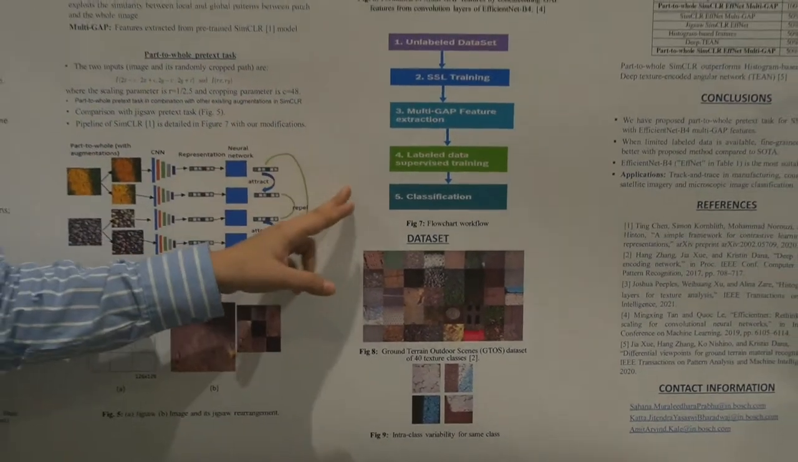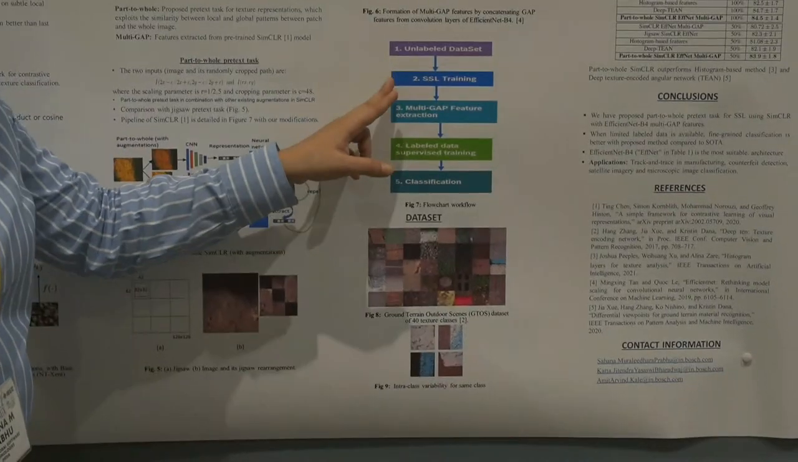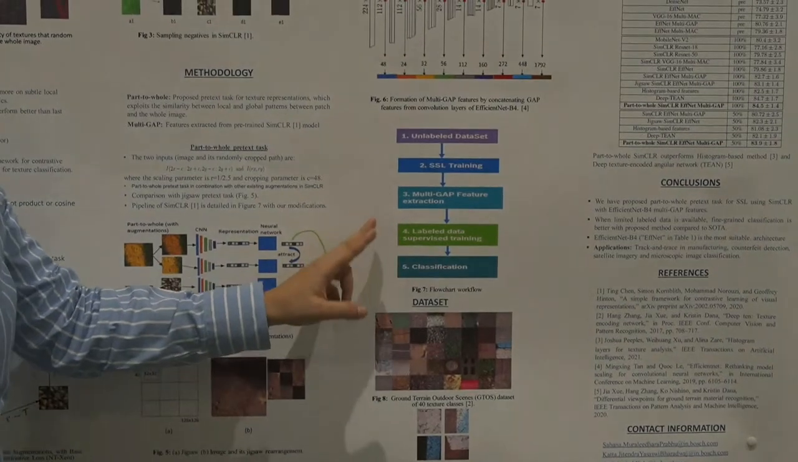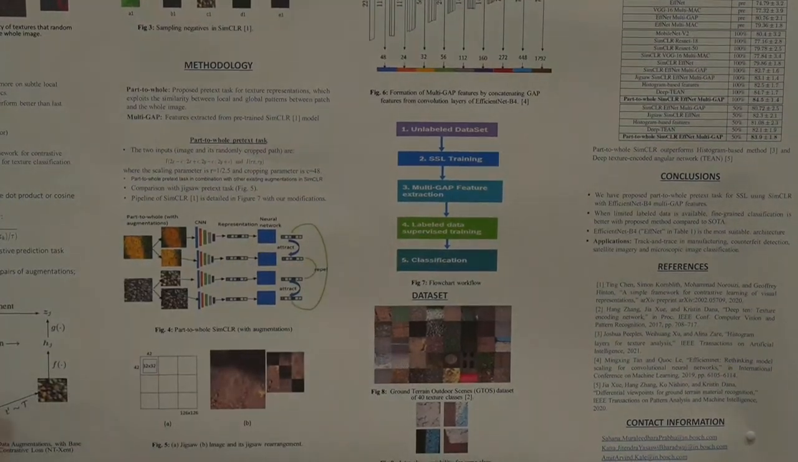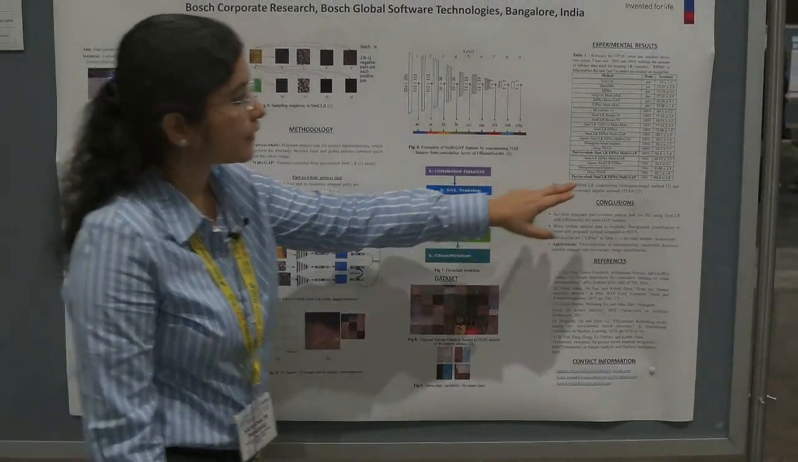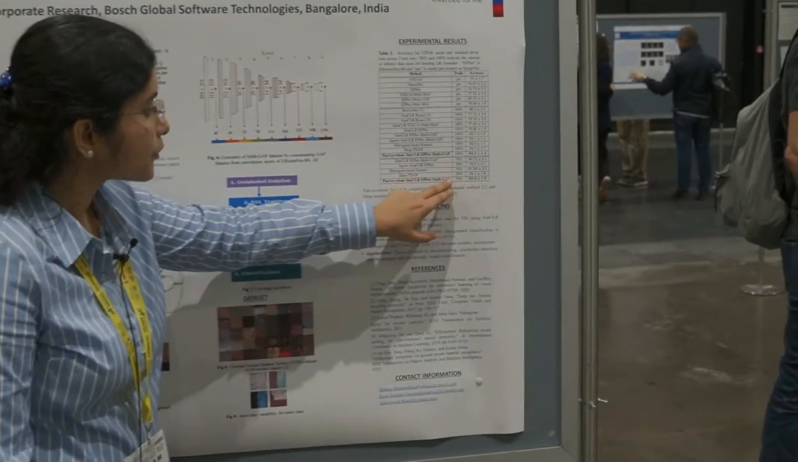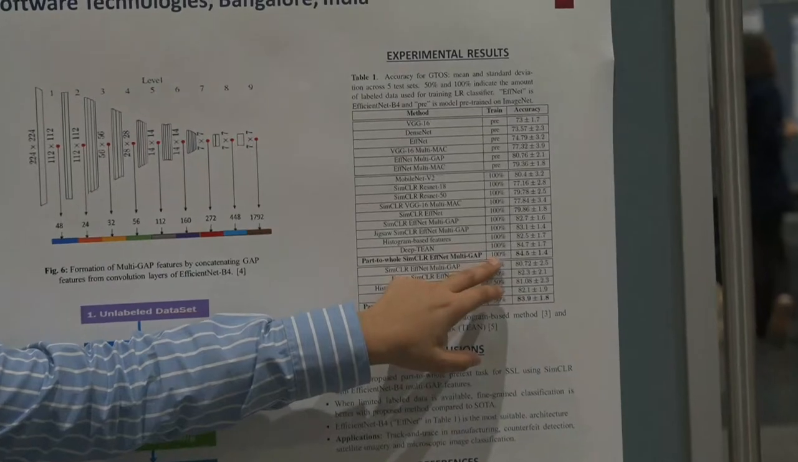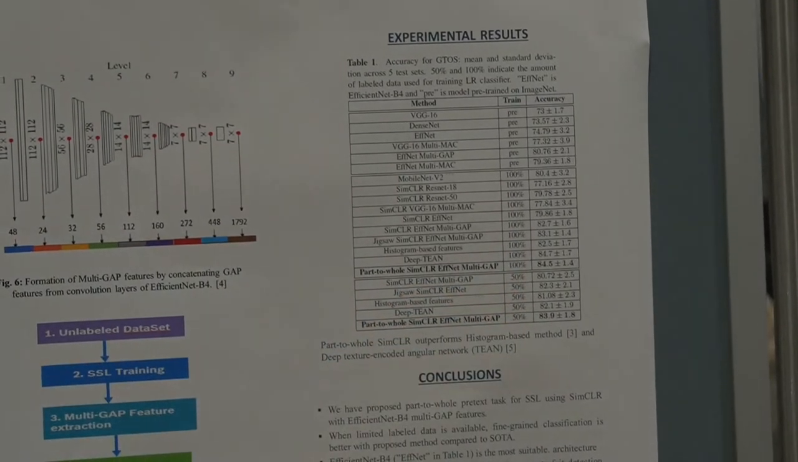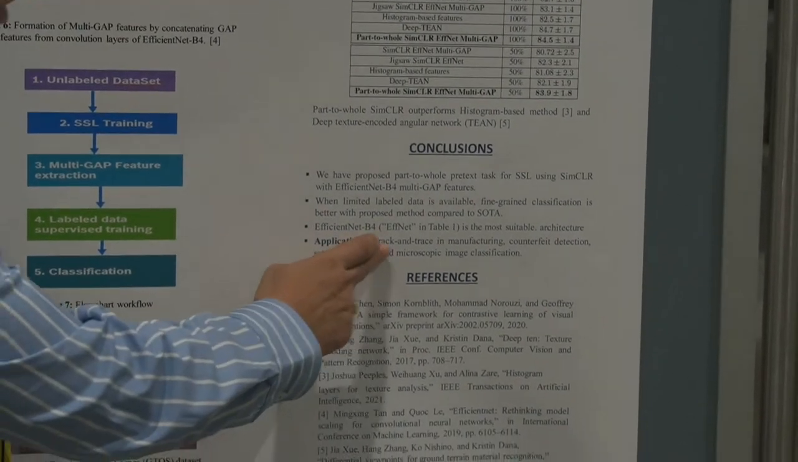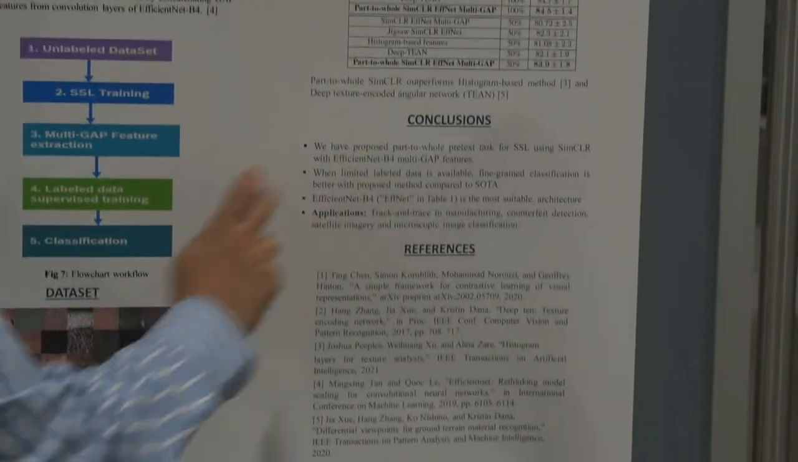This is basically the workflow wherein we take the unlabeled data set and perform SSL training and do multi-gap feature extraction. And in order to demonstrate how well the method works on fine-grained texture classification, we use 50% of the training labels, and we show that it is very comparable in performance when compared to using 100% of the training labels. This has several industrial applications such as track and trace in manufacturing, counterfeit detection, satellite imagery, and microscopic image classification.